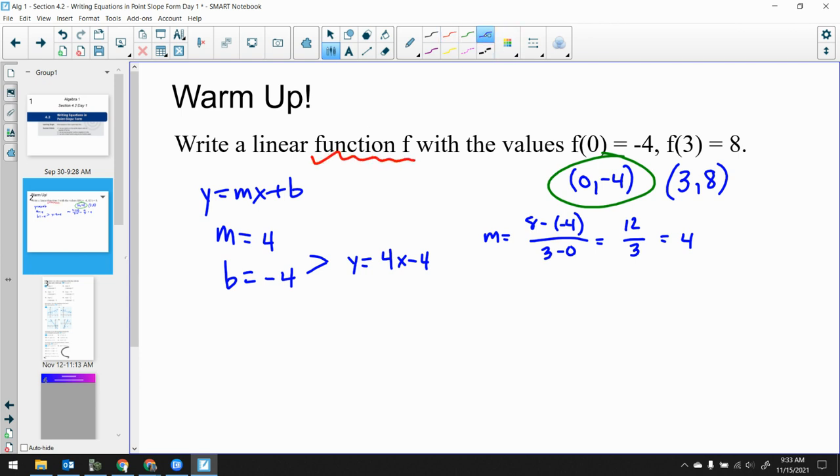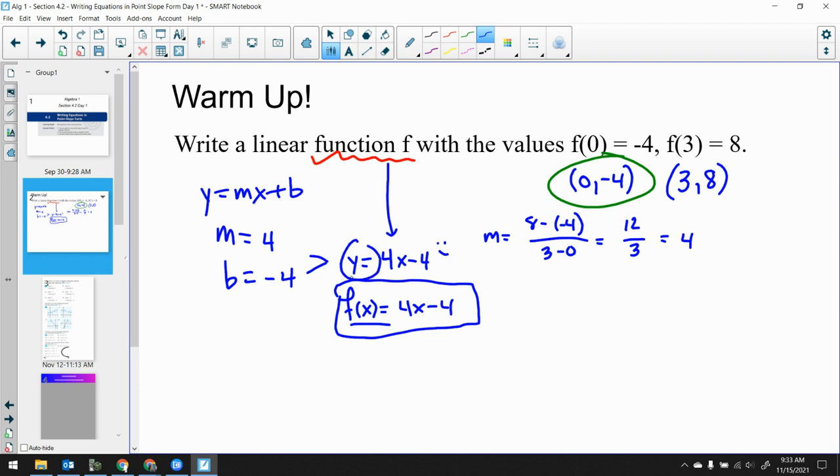Now, I neglected to say this to my first period class yesterday, but if I wanted to write it as a function, then I should probably put it in function notation. F of x is equal to 4x minus 4. Now remember that, if you got to y is equal to 4x minus 4, I'm pretty happy with that. Just make sure that if the state test had said this, then I bet they would take off points if you didn't write it as a function, like we did down here with this f of x notation. But for our purposes here, if you give it to me as y is equal to, that's fine too.